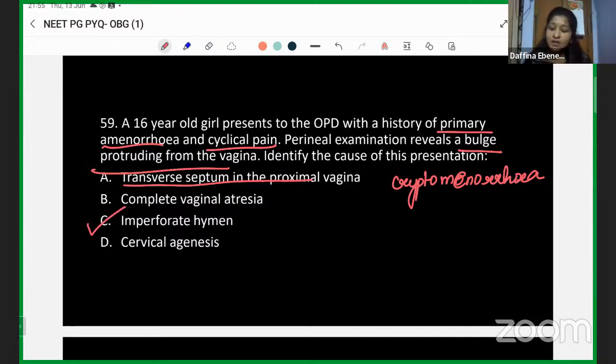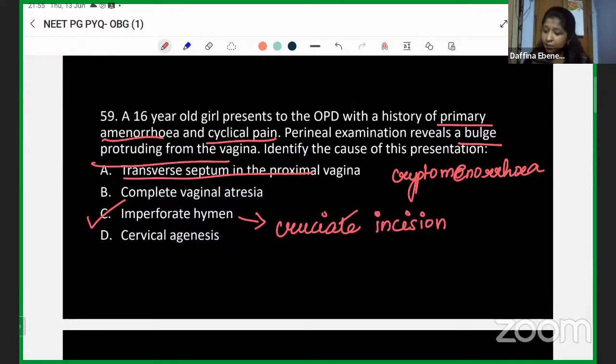So the treatment for imperforate hymen is a cruciate incision on the hymen. That will allow draining of the accumulated menstrual blood. Thereafter, reproductive activities can be resumed.